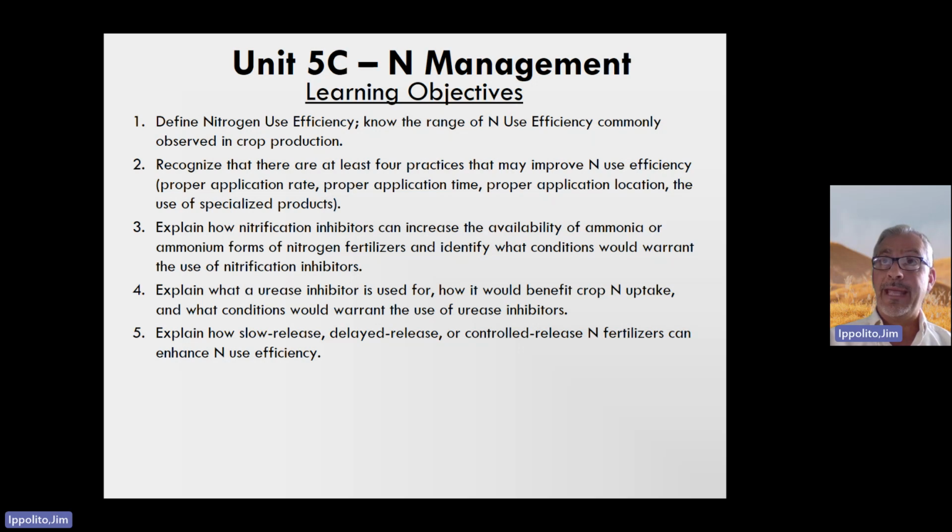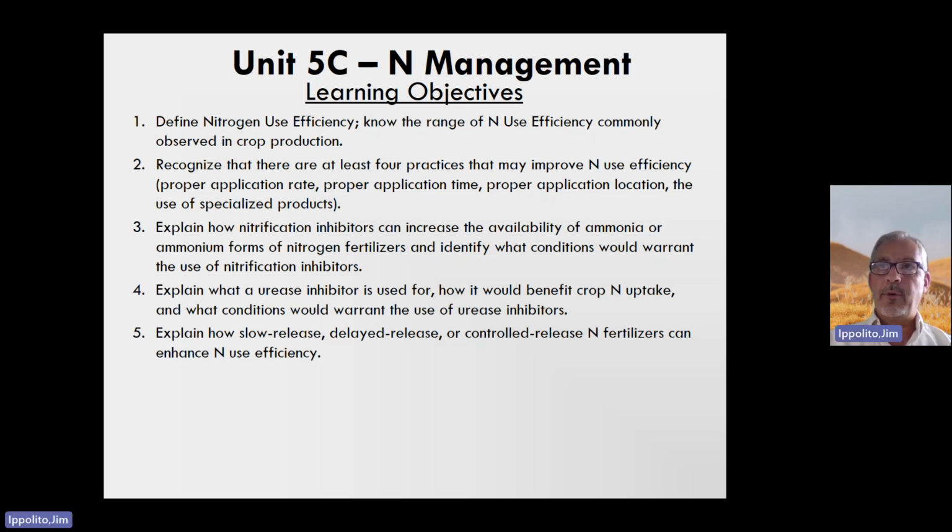The first one is to be able to define nitrogen use efficiency and simply know the common range or ranges of nitrogen use efficiency within crop production, both within the US and globally. Objective number 2 is to recognize that there are at least 4 practices that may improve nitrogen use efficiency, which includes proper application rate, proper application time, proper application location, as well as the use of specialized products.